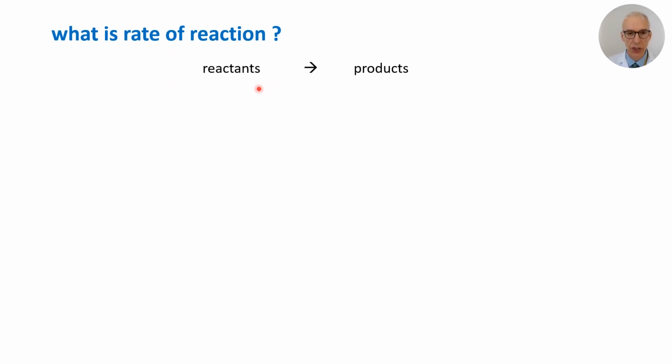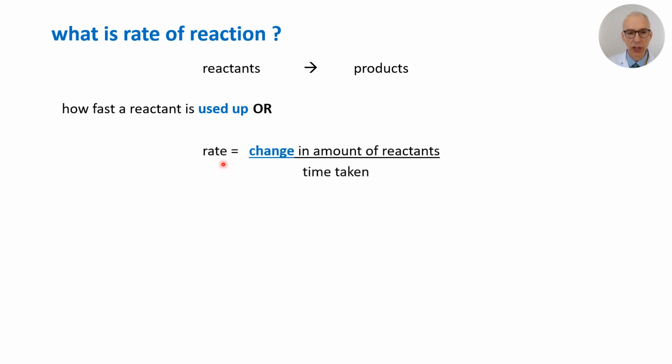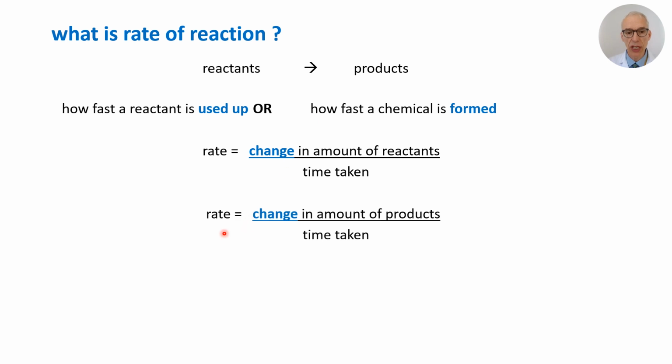In a chemical reaction, reactants are turned into products. So what is rate of reaction? Well, we could say it's how fast a reactant is used up, in which case the rate would be equal to the change in the amount of reactant divided by time taken. Or we could say rate is how fast a chemical is formed, how fast a product is formed, in which case rate would be equal to the change in amount of product over the time taken.